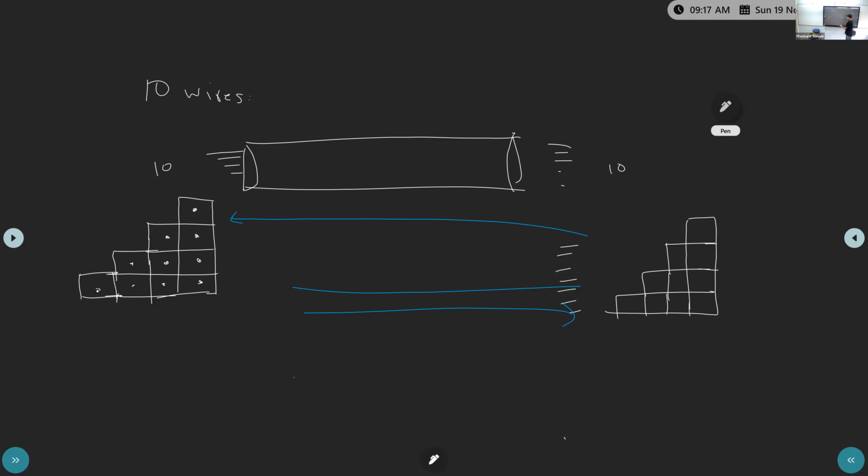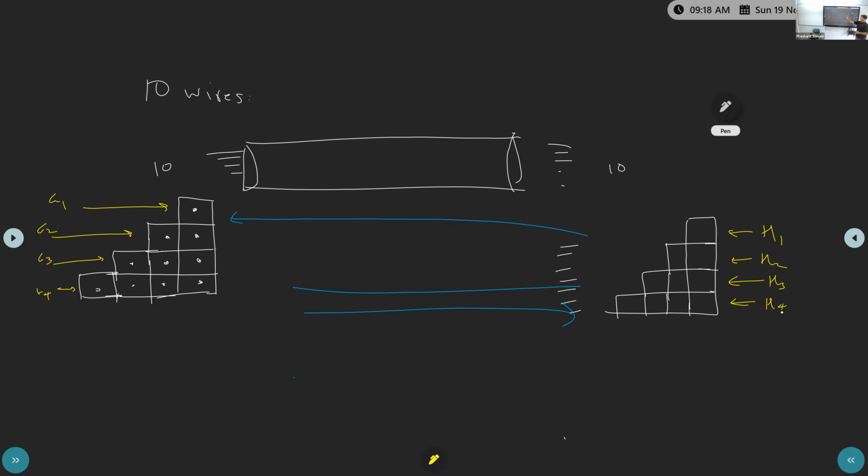And now what I'm saying is that the first row, I'm calling G1. So the first row is G1, G2, G3, and G4. And here we are calling the rows H1, H2, H3, and H4.